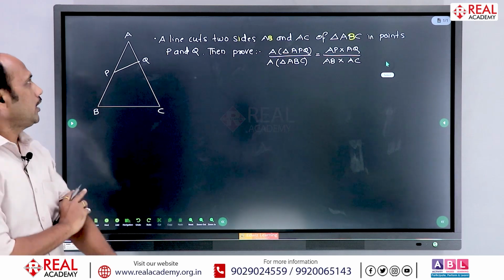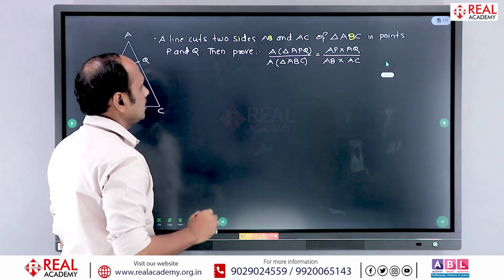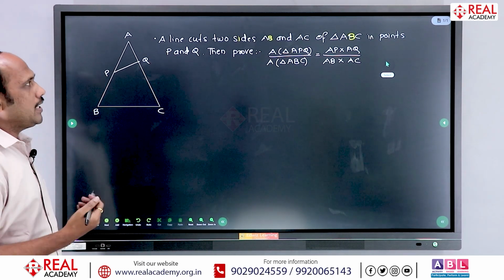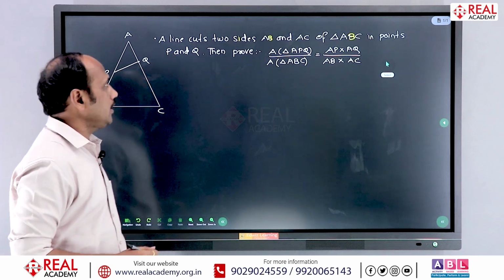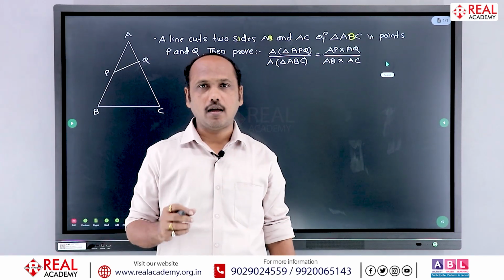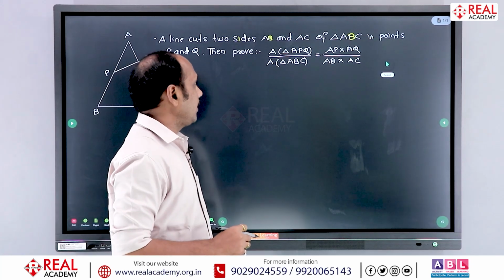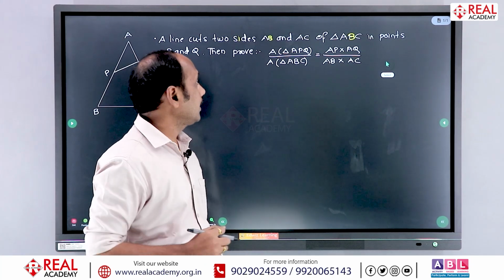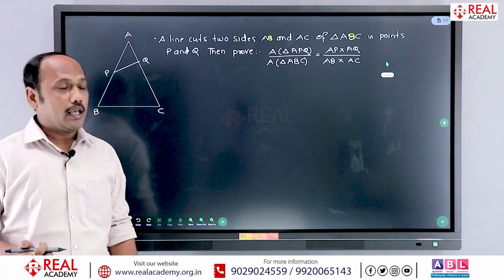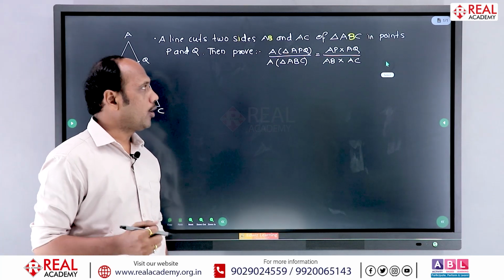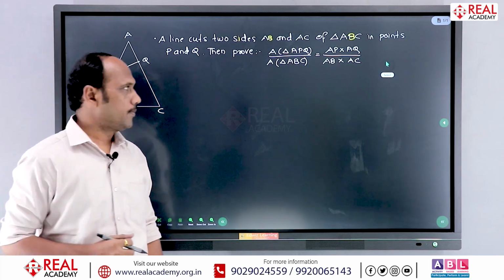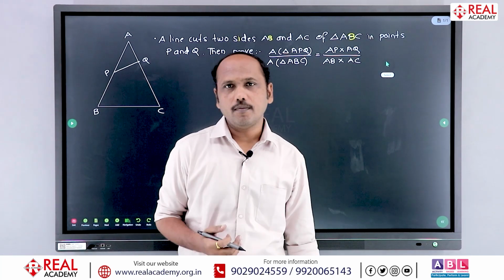This is our today's question. A line cuts two sides AB and AC of triangle ABC in points P and Q. Then we need to prove that area of triangle APQ upon area of triangle ABC is equal to AP into AQ upon AB into AC. This is an extra question.